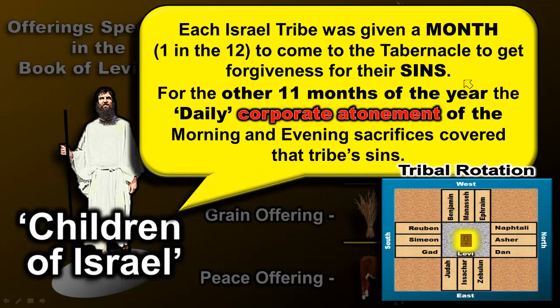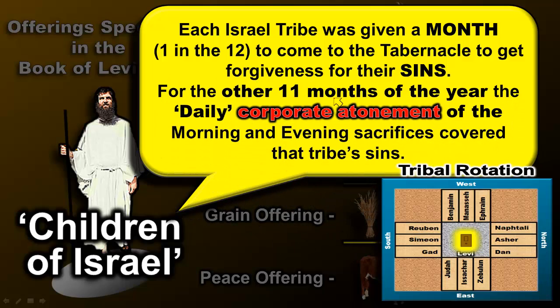Well, God made provisions for this. For the other 11 months of the year, the daily, as it's called in the Bible, this was for the corporate atonement for the rest of the tribes. And this occurred every morning and evening. So an animal was sacrificed in the morning and the evening for the other 11 tribes, if you will, until it was their turn to come to the sanctuary and offer their own sacrifices for their own sins. So this was corporate atonement. I'll cover this a little bit more here in a second.